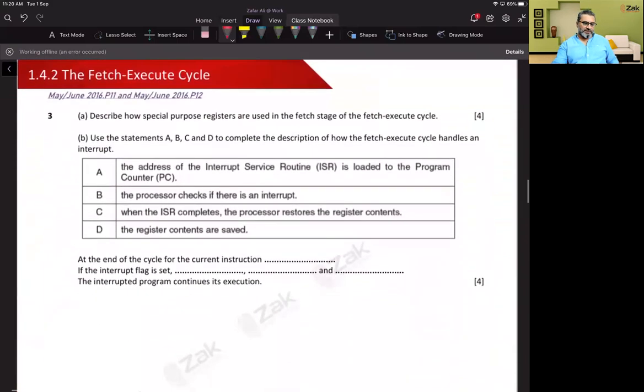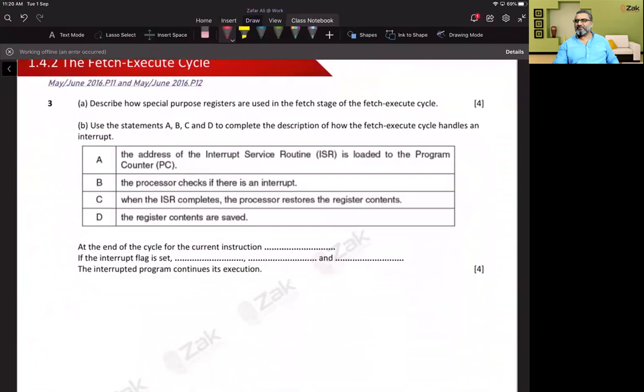May, June 2016, P11 and 12. Describe how special purpose registers are used in the fetch stage of the cycle. So you would have to tell that from PC it goes to MAR, PC increments itself by 1, MAR points to the main memory, from main memory data arrives in MDR, from MDR it goes to CIR. That is the fetch stage.